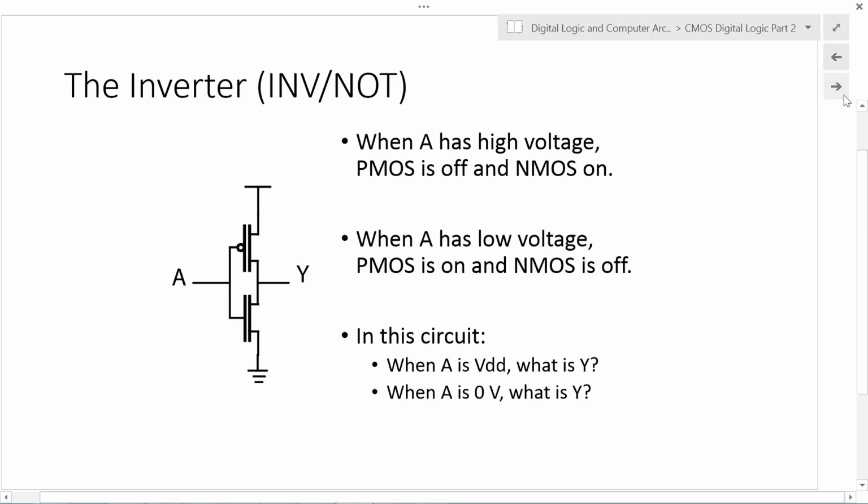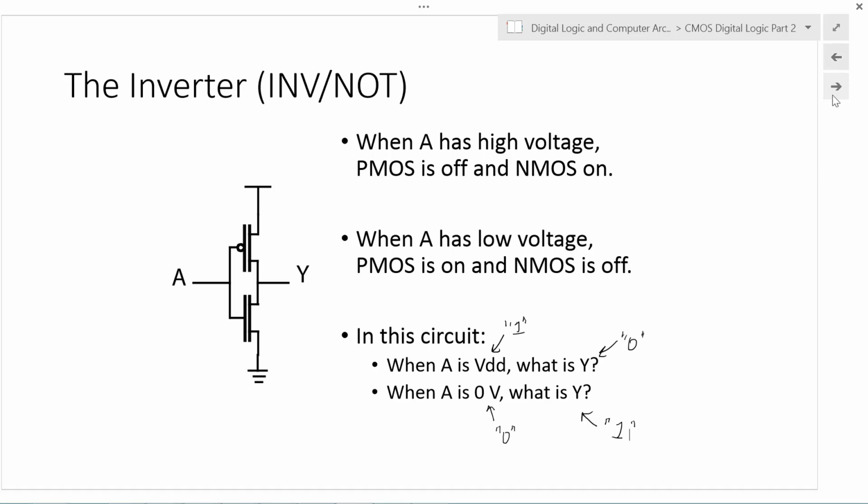So returning to the inverter here, when A has a high voltage, PMOS is off and NMOS is on. When A has a low voltage, the PMOS is on and the NMOS is off. So only one of these transistors will be connected at one time or another. When A is VDD, or logic 1, what is Y? It is a logic 0. When A is 0 volts or ground, this is a logic 0. What is Y? It is a logic 1, like so.